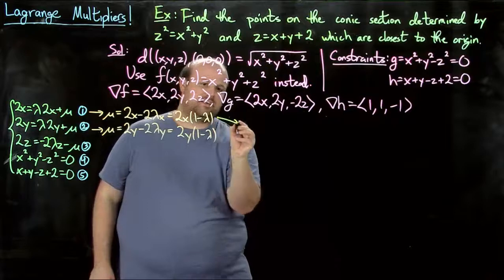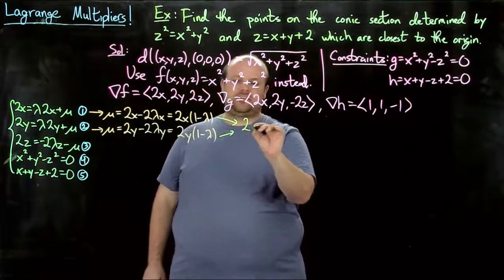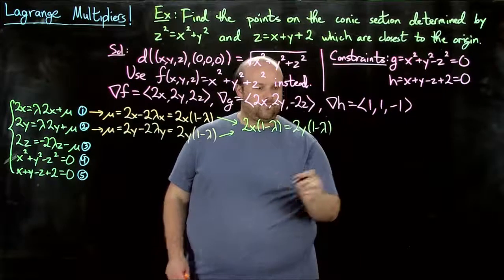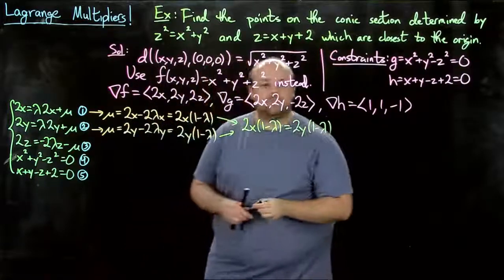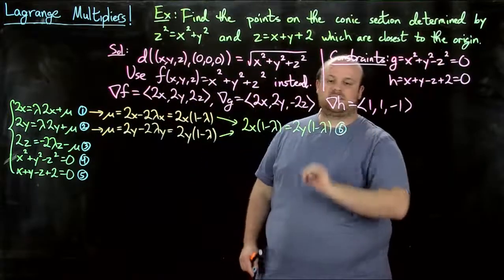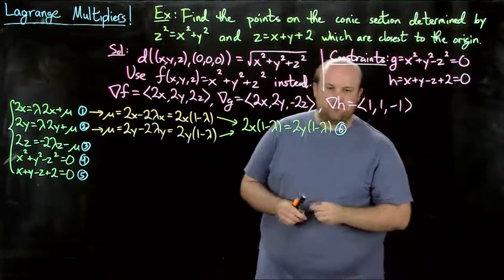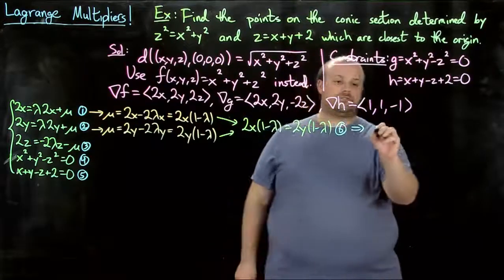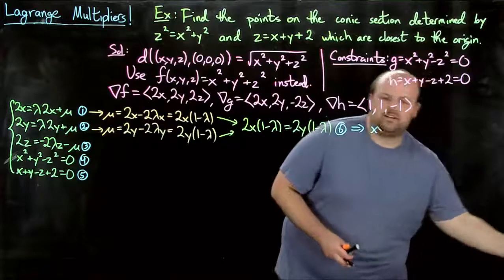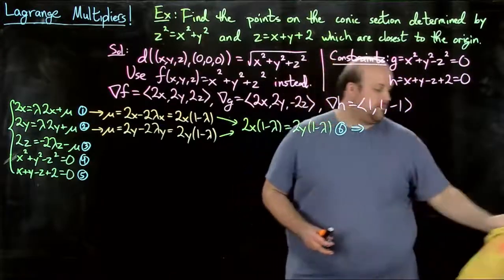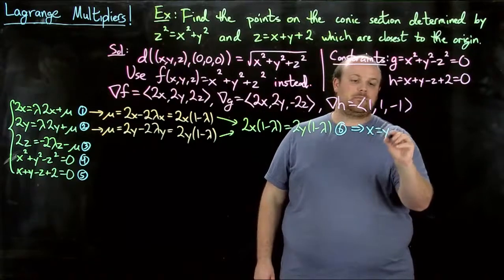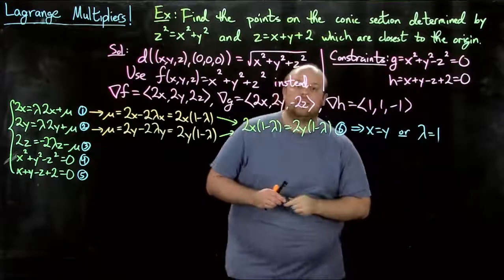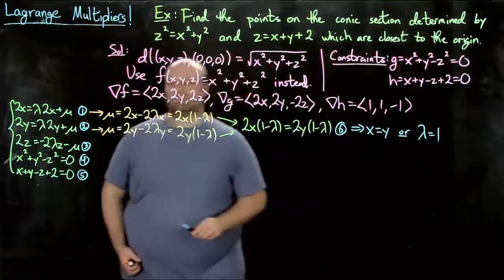So now what we've done is we've solved for mu in both of these cases. These can combine together and give us 2x times (1 minus lambda) equals 2y times (1 minus lambda). Let's call this equation 6. So what does this tell us? This says one of two things: either x equals y, not x times y, but x equals y, or lambda is 1. Those are the two ways in which this equation can be true.